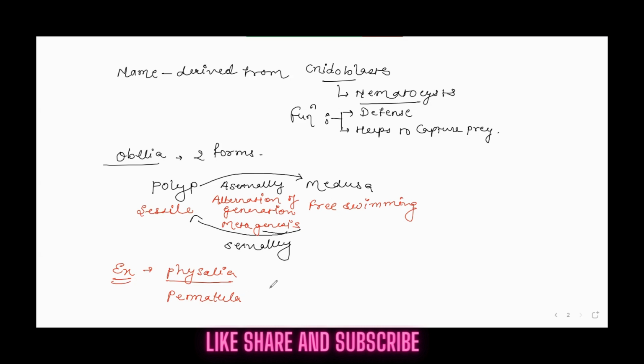Then jellyfish, moon jelly, Hydra, Adamsia, all these are other examples. So Hydra is also one of the examples. Then Aurelia. So Aurelia is also known as jellyfish and moon jelly. And one more example, that is Adamsia. So all these are the examples, right? So this is how, short and sweet, we discussed the Coelenterates.